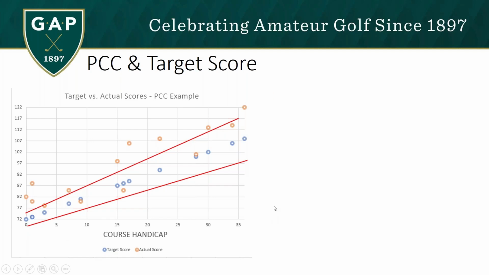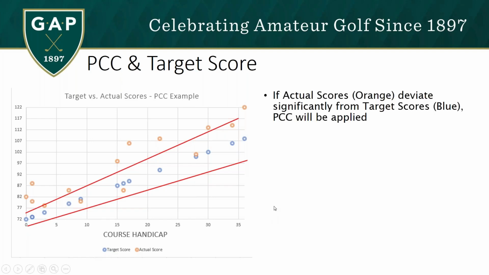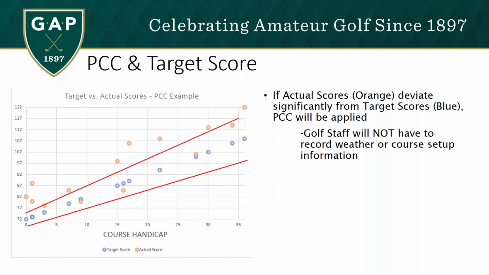So if actual scores, which are those scores in orange, deviate significantly from the target scores, which again are in blue, the PCC will automatically be applied. This means the golf staff at the club will not have to record weather information or course setup information. They can always do that for their own housekeeping.